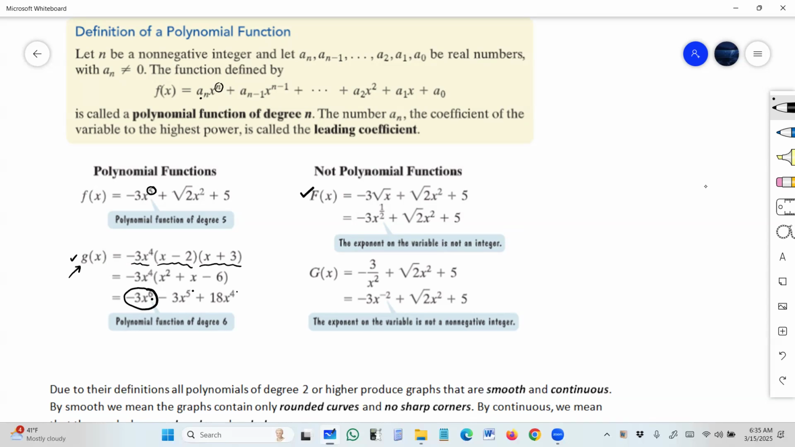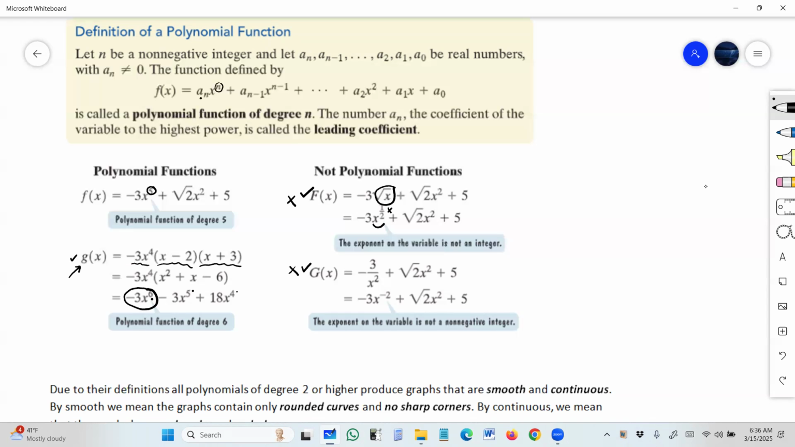Now, capital F and capital G are not polynomial functions. Now, let's see why. In the very first case, I see radical x. Well, radical x, if I converted the radical form to exponential form, I get x to the 1/2. The exponent 1/2 is not allowed because the exponent must be an integer that is either 0 or positive. This is not it, right? Has to be an integer value. This is a rational value. So capital F of x is not a polynomial.